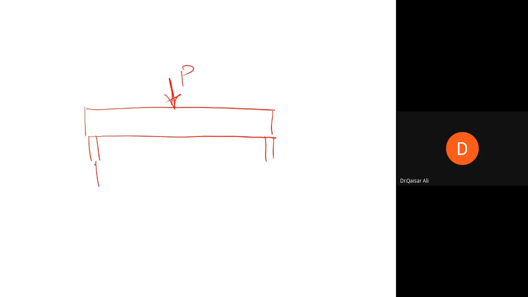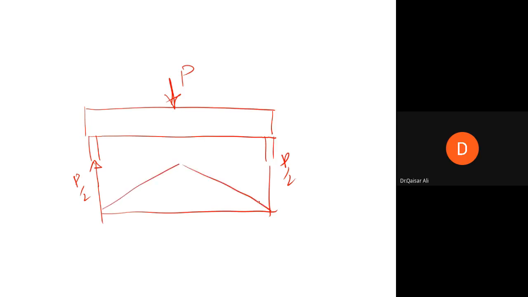When a beam is loaded by, let's say, a point load P in this case, or any load like a UDL, uniformly distributed load, this P will produce P by 2 forces and a bending moment P by 2 into L by 2. So this will be PL by 4. This is M, which is called the demand bending moment.